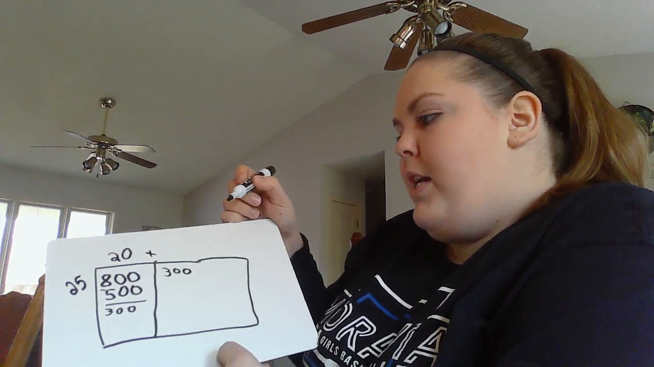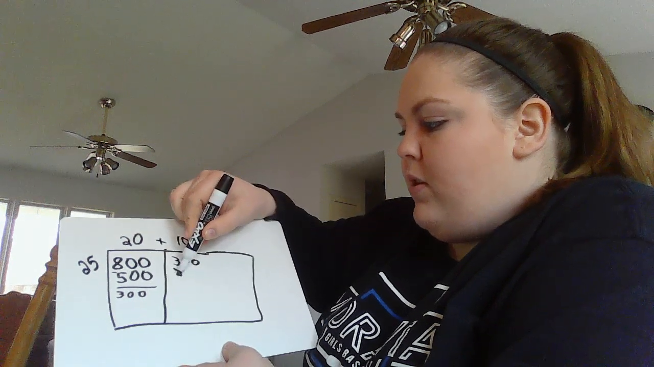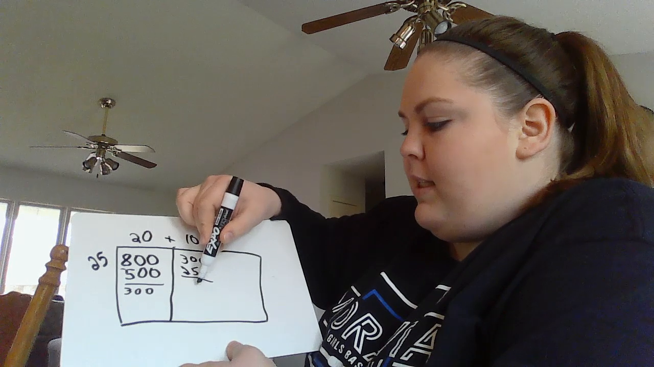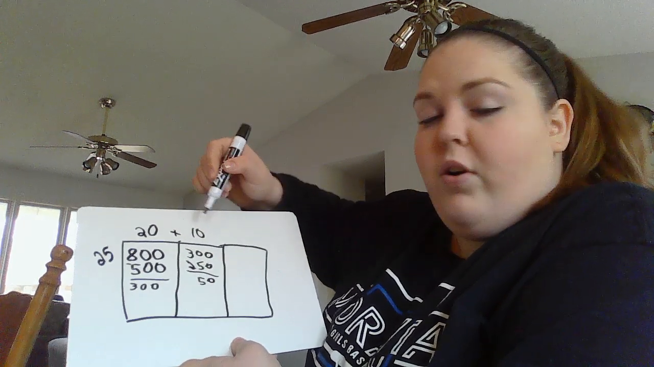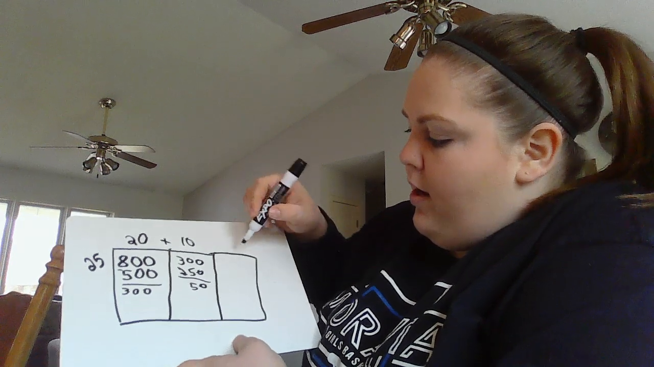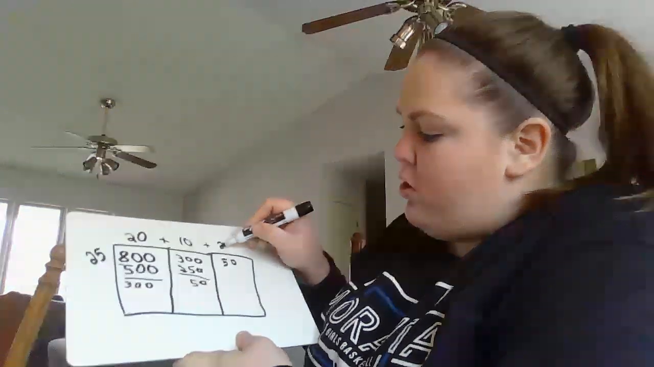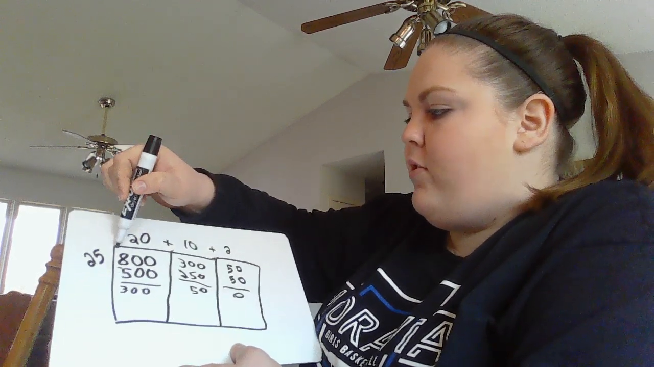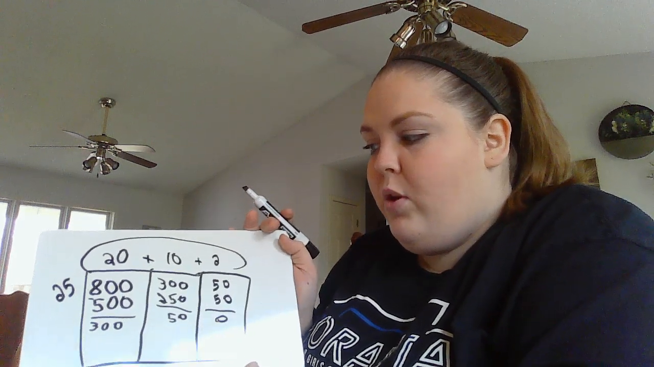Well, I know 25 times 10 is 250. And so when I subtract, I have 50 left. So far I have 30. Now I have 50 left over, my last box, and 25 times 2 is 50 with nothing left over. So I have 20 plus 10 plus 2 as my answer, which is 32.